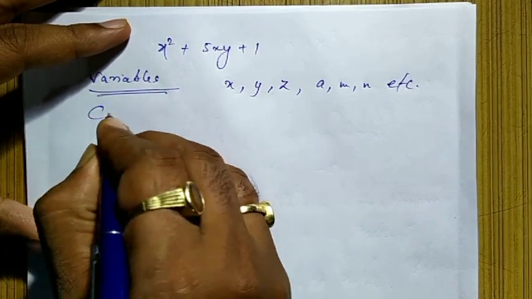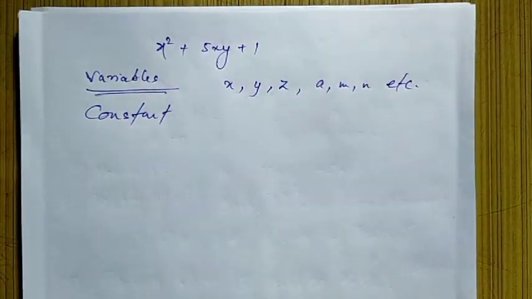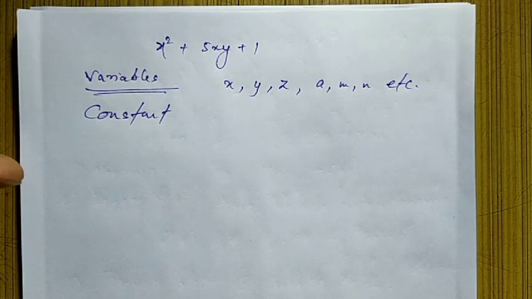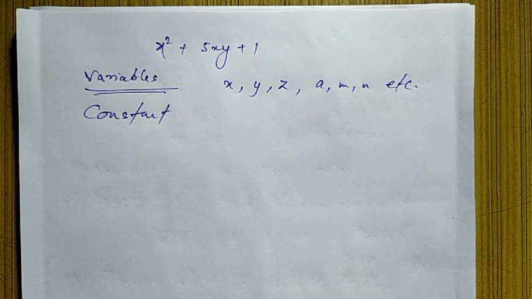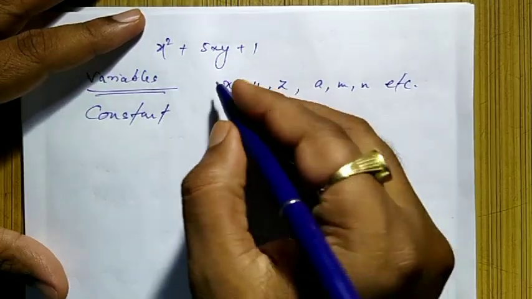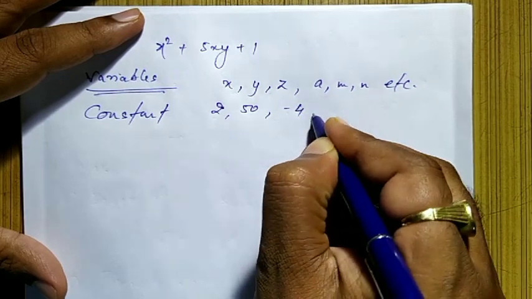After that we saw what? Constant. What is a constant? A constant has a fixed value, which means its value cannot be changed, like 250, minus 4, etc.